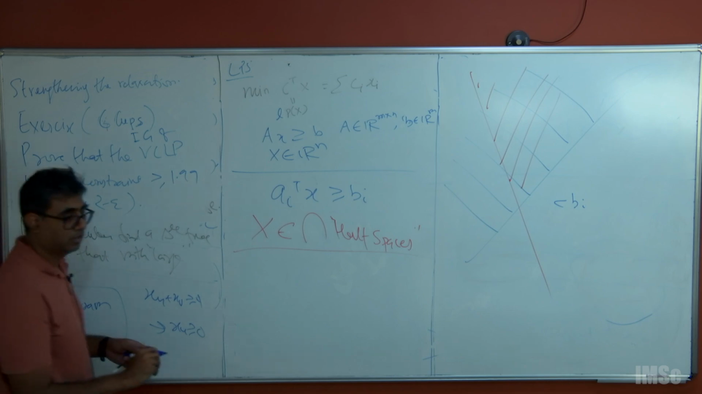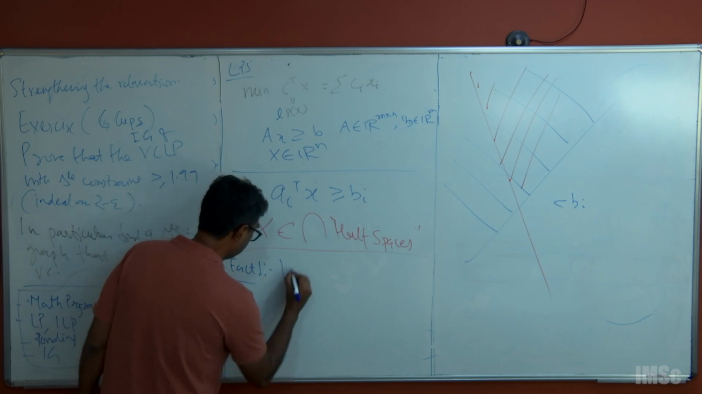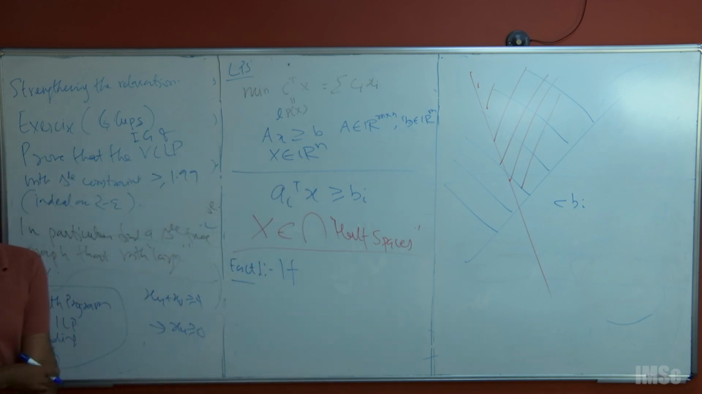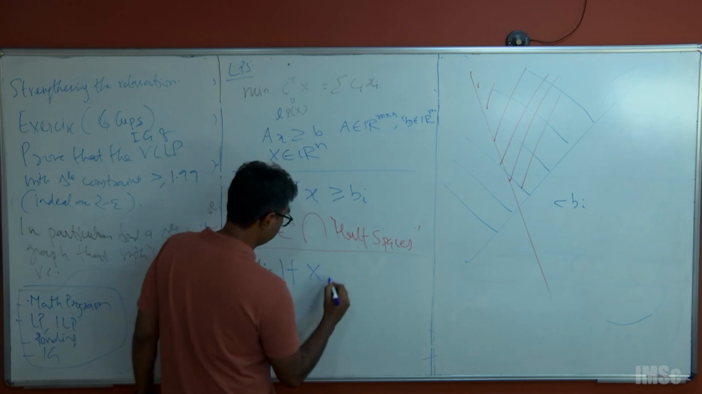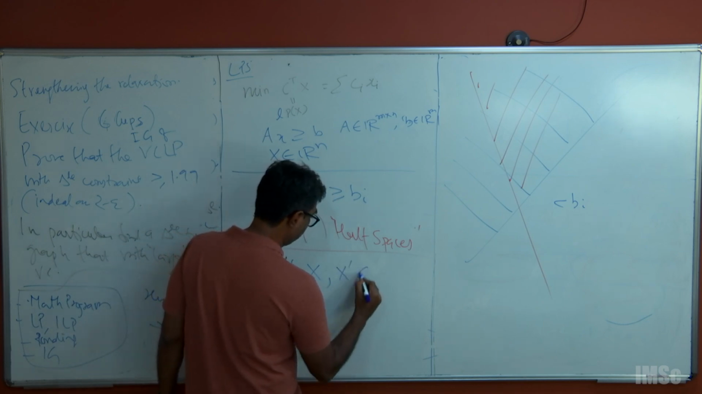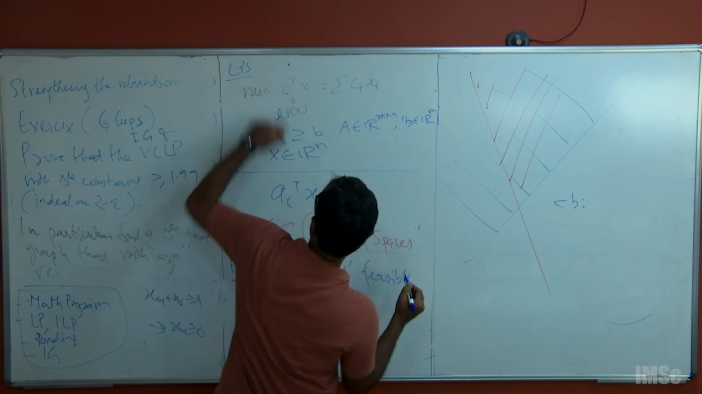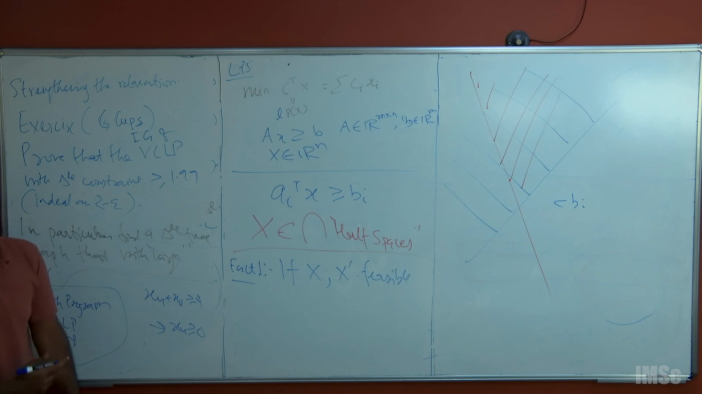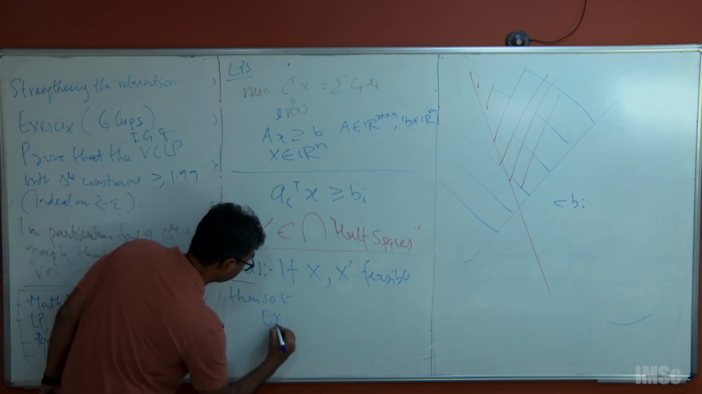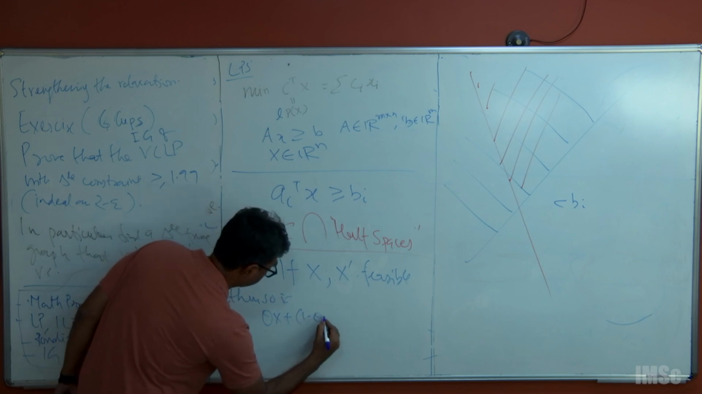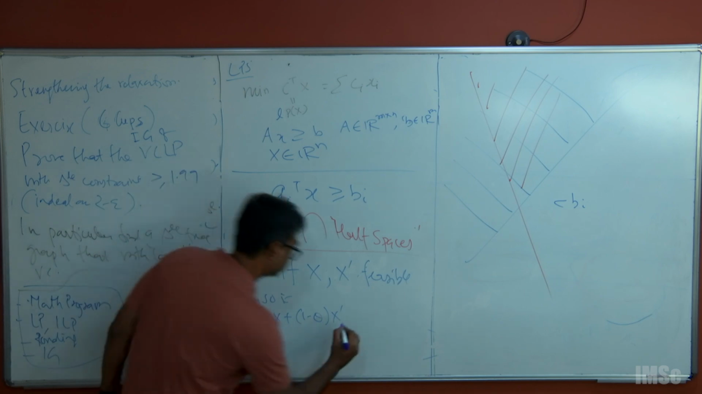Okay, so this is fact one. Let's see if we can prove this. If x and x prime are feasible, right, they satisfy this, then so is theta x plus 1 minus theta times x prime, where theta is between 0 and 1.